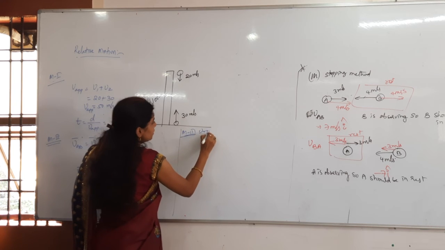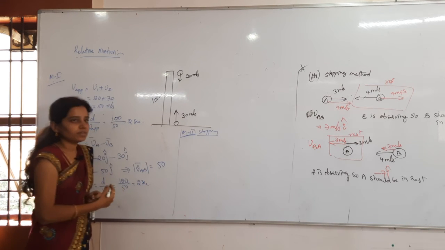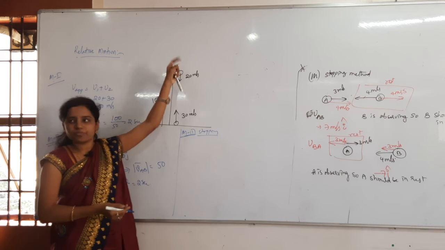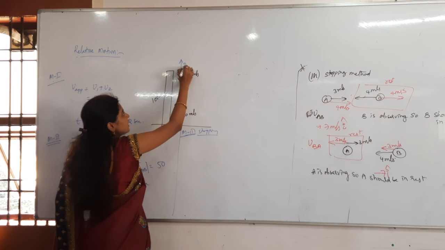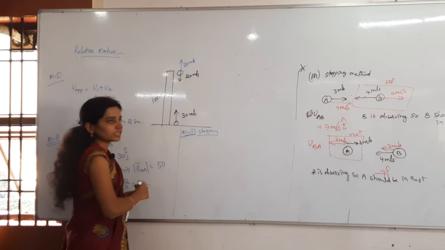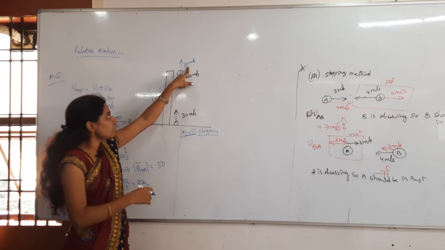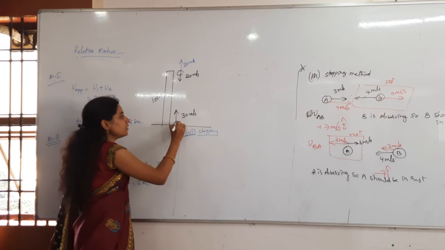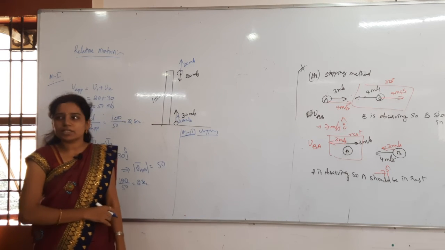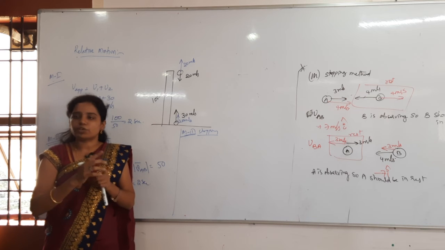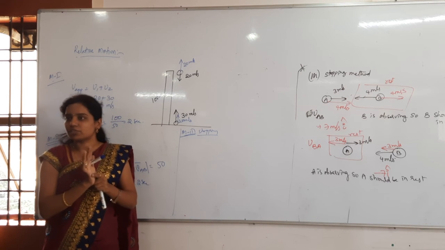Stopping method. Anybody you can stop. Which one will you stop? Let me stop A. If I want to stop A, what I have to do is apply the same velocity in the opposite direction. If I apply 20 meters per second here, then I have to apply the same velocity for B also. I cannot give it for only one body. For two bodies we have to apply the same value.